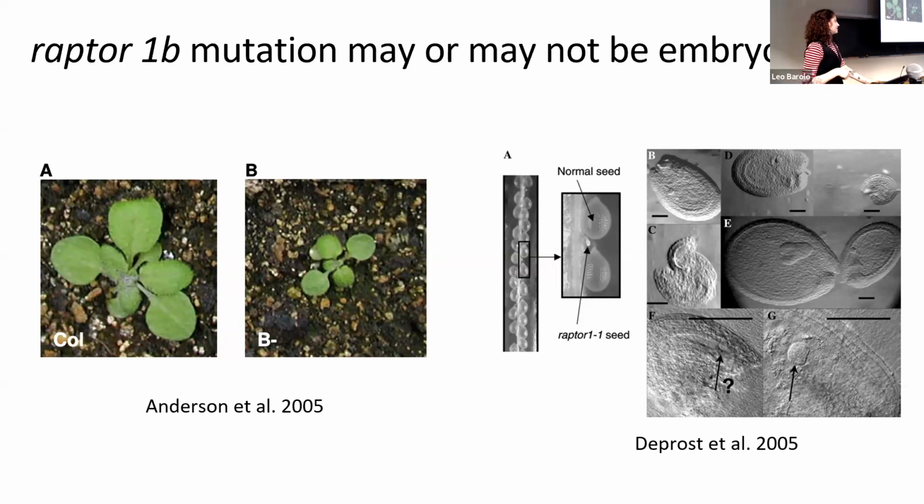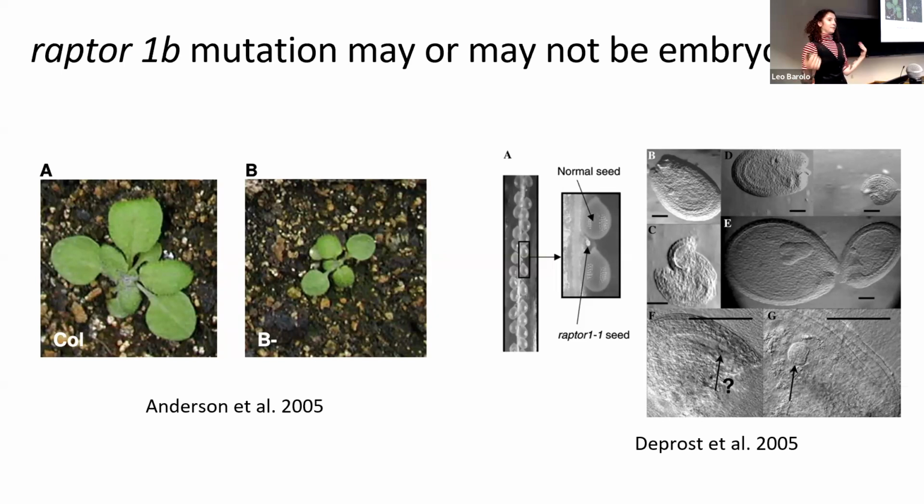So in 2005, these two papers came out around the same time. This Anderson paper showed that a raptor 1b mutant was viable and could produce a viable plant. There were definitely growth defects. As you can see, it's a lot smaller. It's a lot wimpier. And then this other paper came out the same year that showed, I don't know if this is a super clear figure, but you can see this little tiny raptor 1b seed. Not good, not gonna grow, very much embryo lethal, like will not produce a plant.